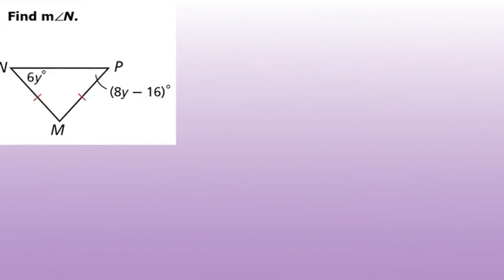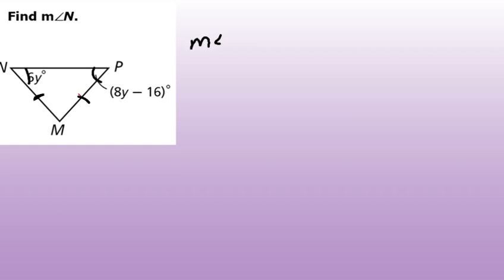In our second problem, we have this triangle NMP. In this case, again, we see these same markings on these sides, NM and PM. That tells us that these two base angles are going to be congruent also, because of the isosceles triangle theorem. So if these two sides are congruent, then these two base angles are also congruent. Knowing this fact, we're going to be able to set up this equation.